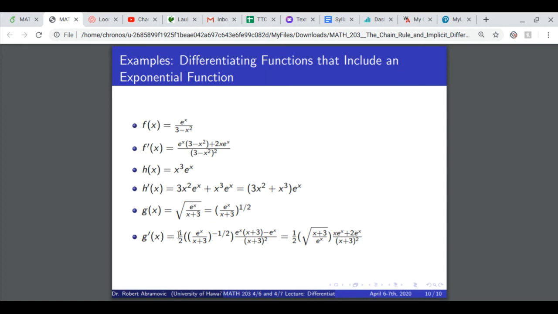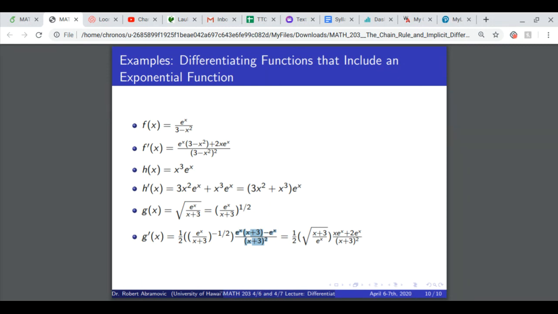This whole factor here is the derivative of the outside function, in this case, the function raised to the 1/2 power, evaluated at the inside function, leaving the inside function alone. And this last factor here is the derivative of the inside function, the derivative of e to the x over x plus 3.